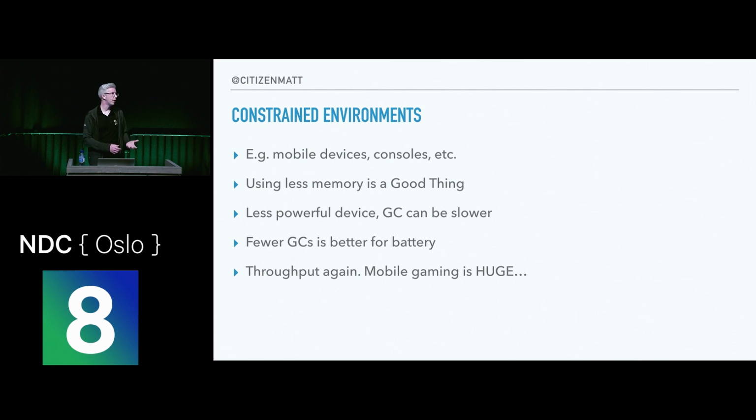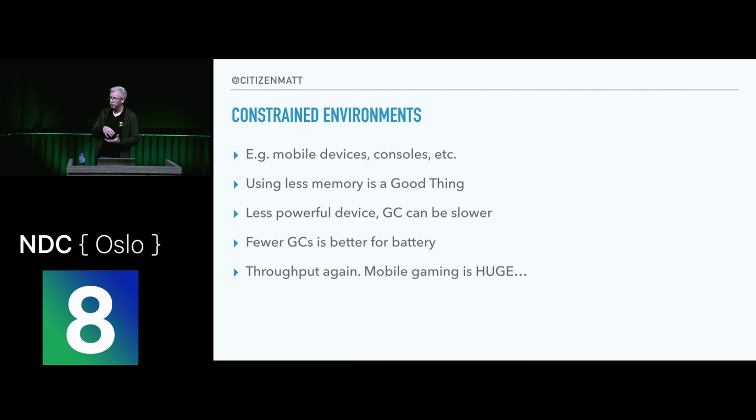So if you're working on a mobile device, for example, or a console, or other similar sorts of environments, using less memory is generally a good thing. If you can be more conservative with your memory, you get reduced garbage collections and better throughput. On a less powerful device, garbage collection can be slower, and it's also doing more work, so it's going to be using up battery. So fewer garbage collections will be better for battery life.